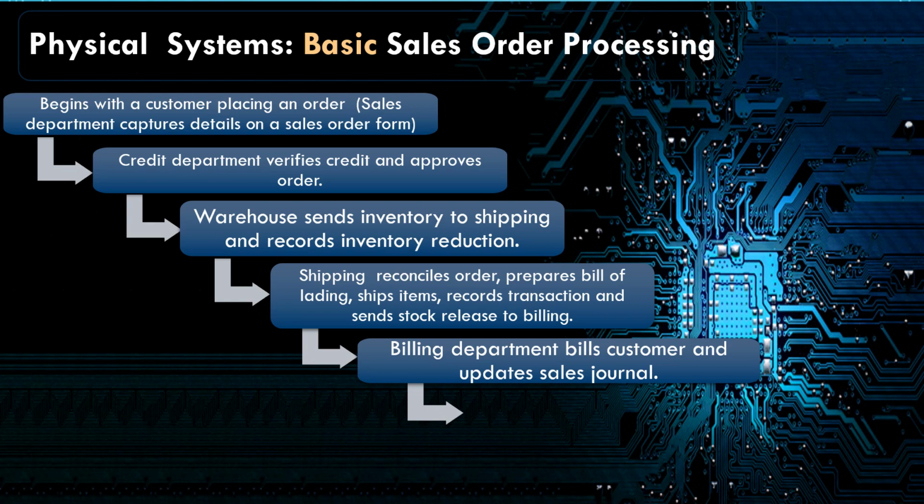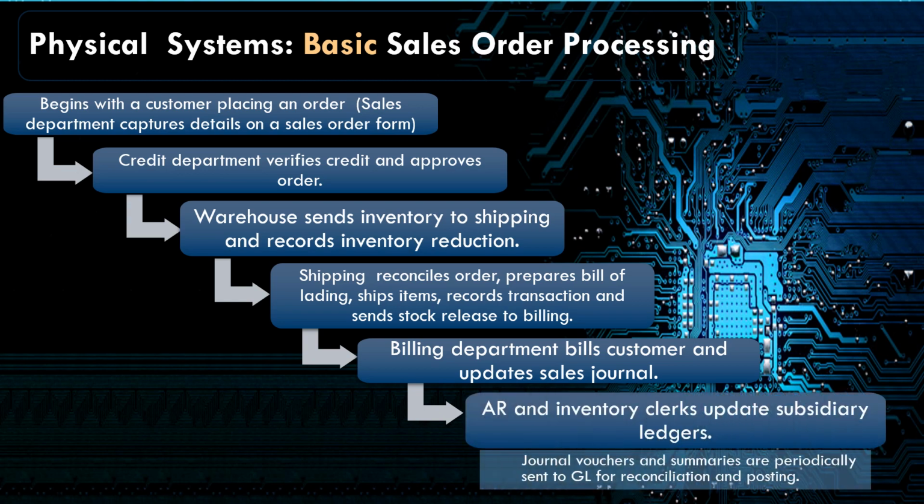Then the billing department will prepare the bills, send them to the customer, and update the sales journal. Based on the updated sales journal, the accounts receivable will be updated, and the inventory clerk will update the subsidiary ledger journal. Vouchers and summaries are periodically sent to the general ledger for reconciliation and posting.